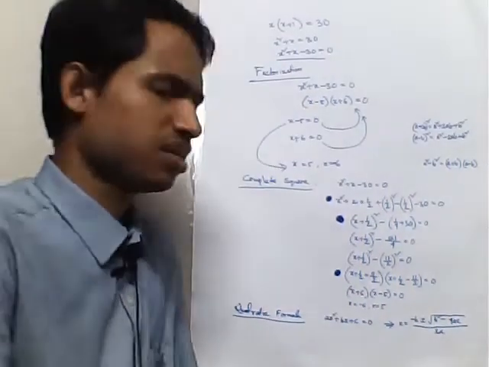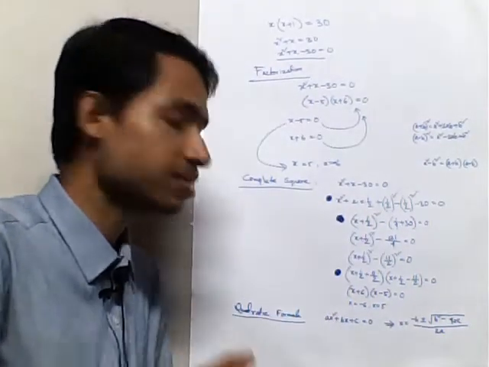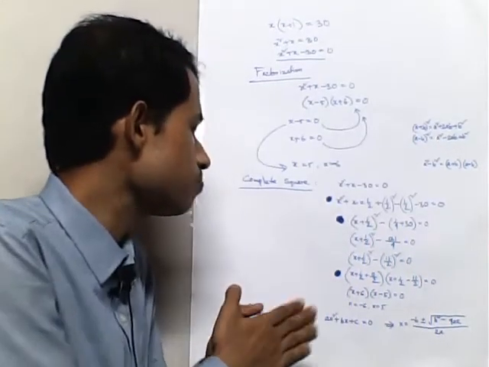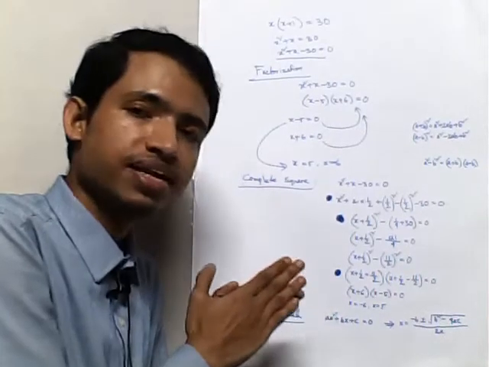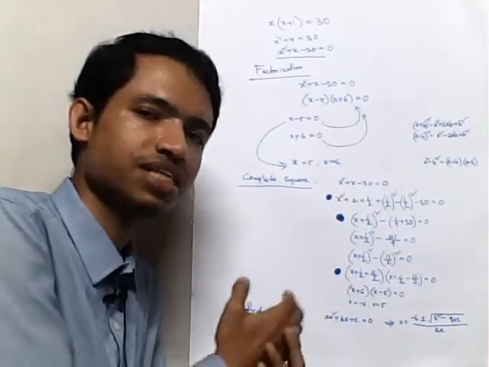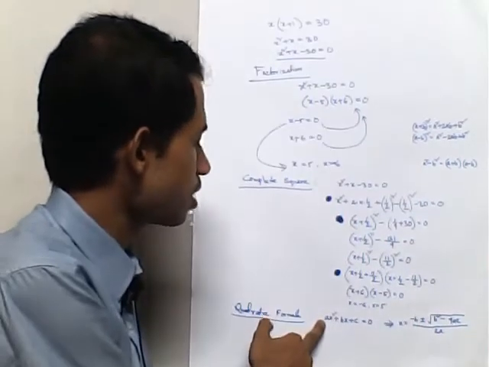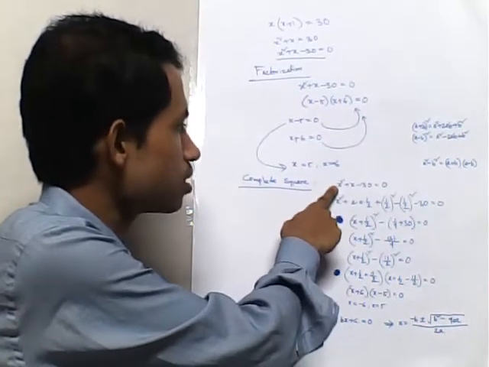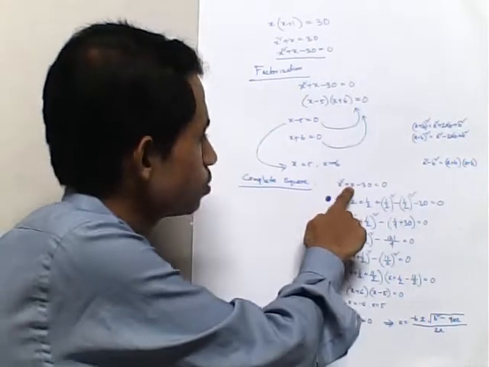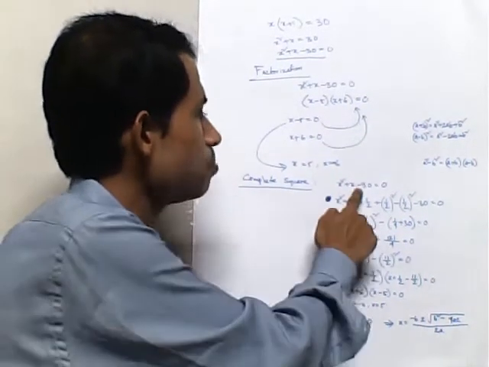It's very interesting, right? So the next method is applying the quadratic formula. Basically we compare the given equation with the general form of the quadratic equation, which is ax square plus bx plus c equals 0. Let us take this example. Here a is 1, because the coefficient of x square is 1, and b is also 1, the coefficient of x, and c is the constant term, which is minus 30.